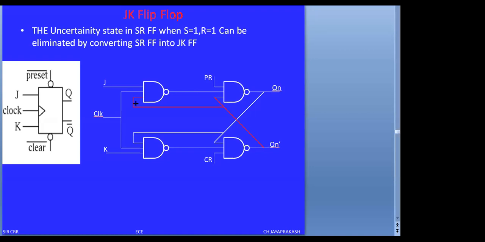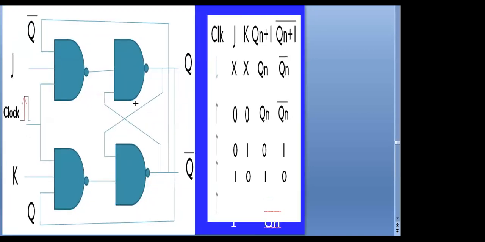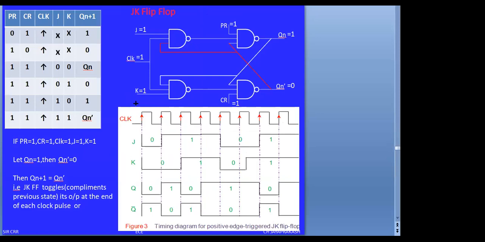Ila modify cheyadamto emayindi disadvantage uncertain state of SR flip-flop is eliminated and this flip-flop is named as JK flip-flop. Here, what is the advantage here? Here, the remaining all the conditions are same, but when J equals to 1 and K equals to 1, which is called as S equals to 1 and R equals to 1, the output state will be toggles.